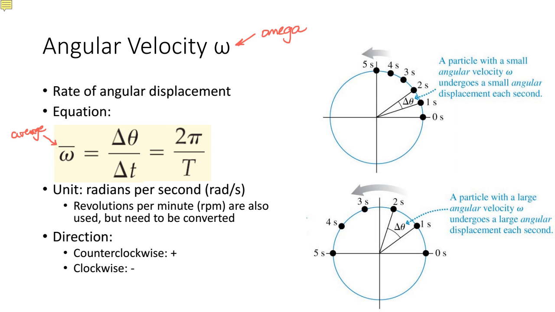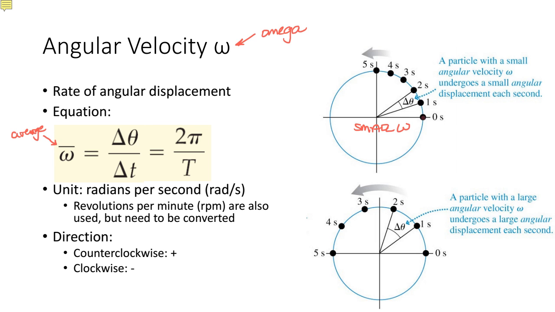The unit for angular velocity is radians per second, which makes sense because angular displacement is measured in radians and time is measured in seconds. You can also use revolutions per minute, or RPMs, but they need to be converted into radians per second for physics calculations. This picture shows something with a small angular velocity.